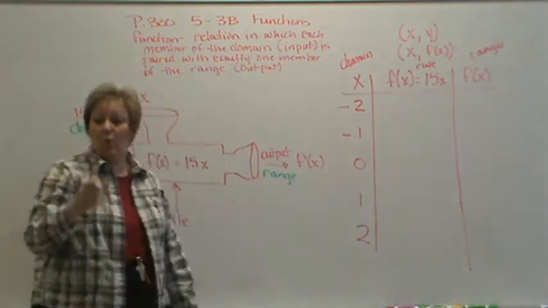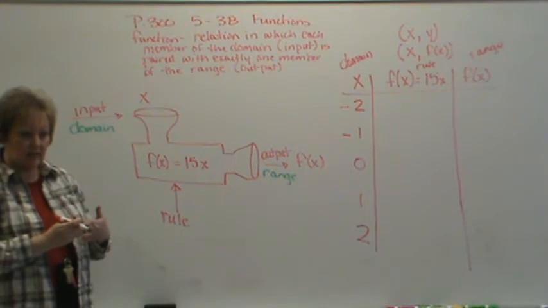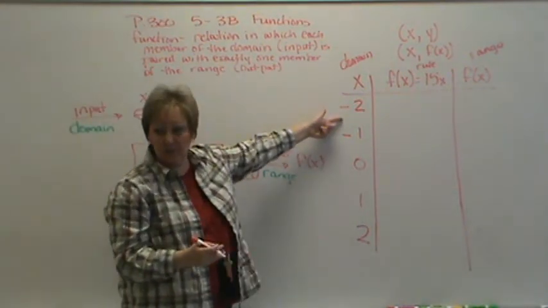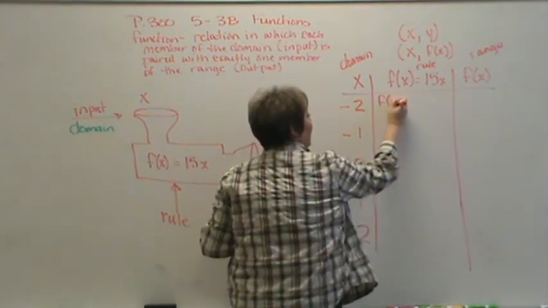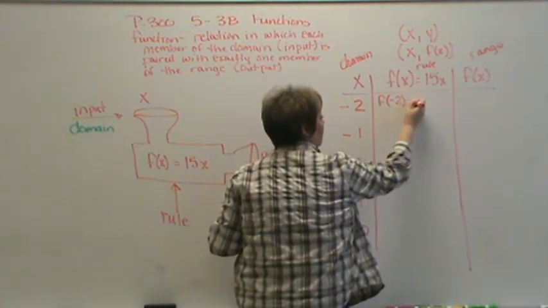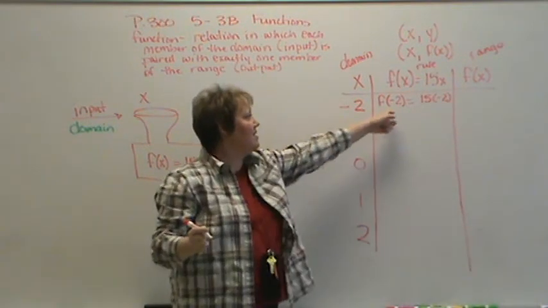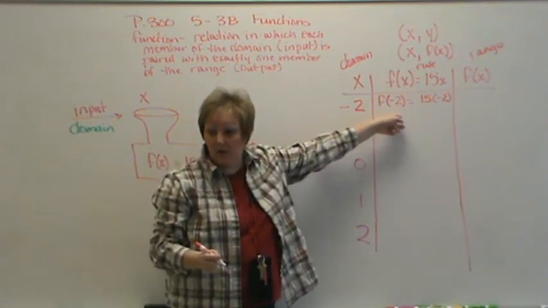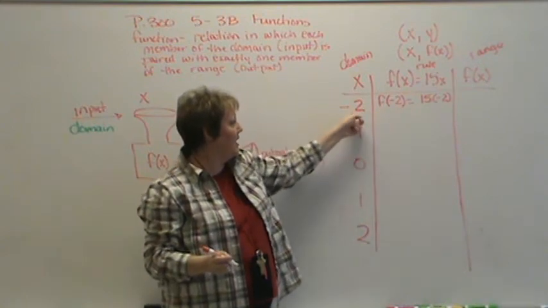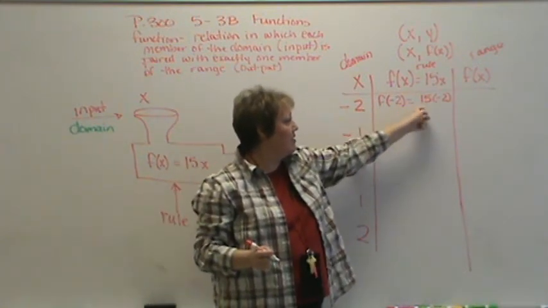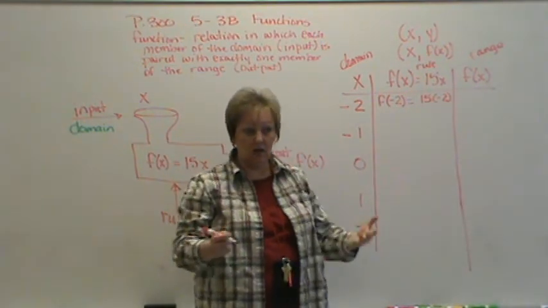Now, simply what this means is that we are going to substitute a value for x, just like the substitution property that we've used before. Replace x with -2. All this means is a function of -2, the range, when I'm replacing -2 for x, is 15 times -2, and that is -30.